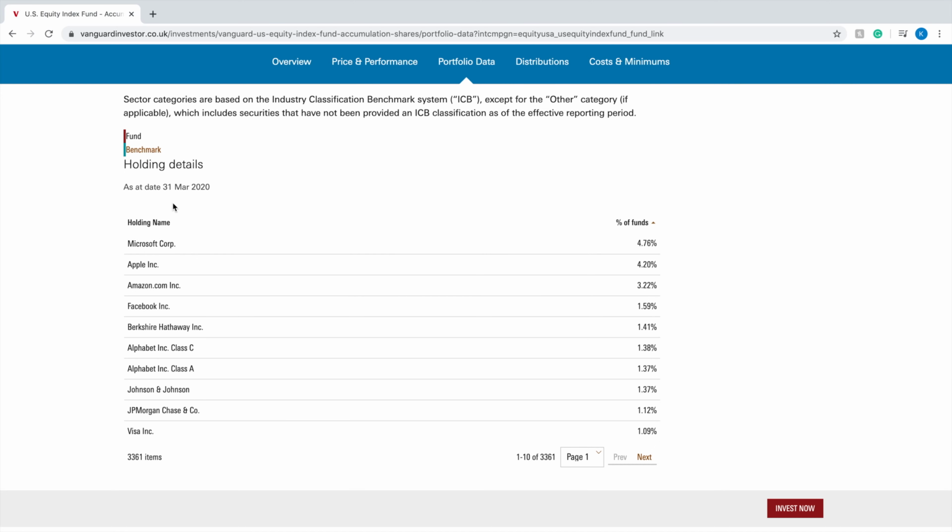You've got holding details, so which company your money is actually invested in. So for example, if you were to put, for argument's sake, £100 into this, £4.76 would be invested into Microsoft, £4.20 in Apple, etc. And you sort of get the idea. That way your money is spread over a large number of companies, and hence you're better protected.